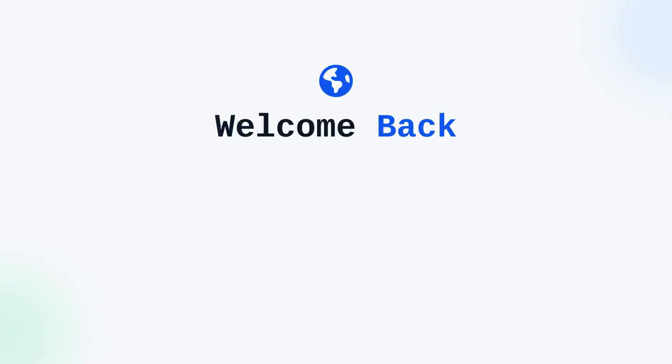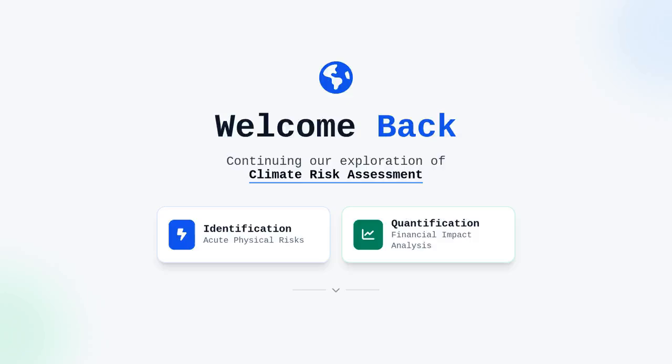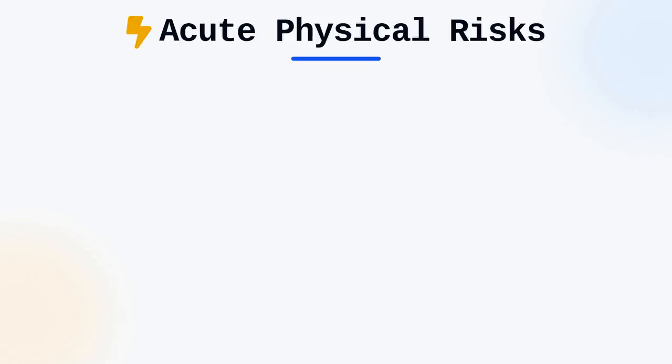Welcome back to our exploration of climate risk assessment. Today, we address the identification and financial quantification of acute physical risks.